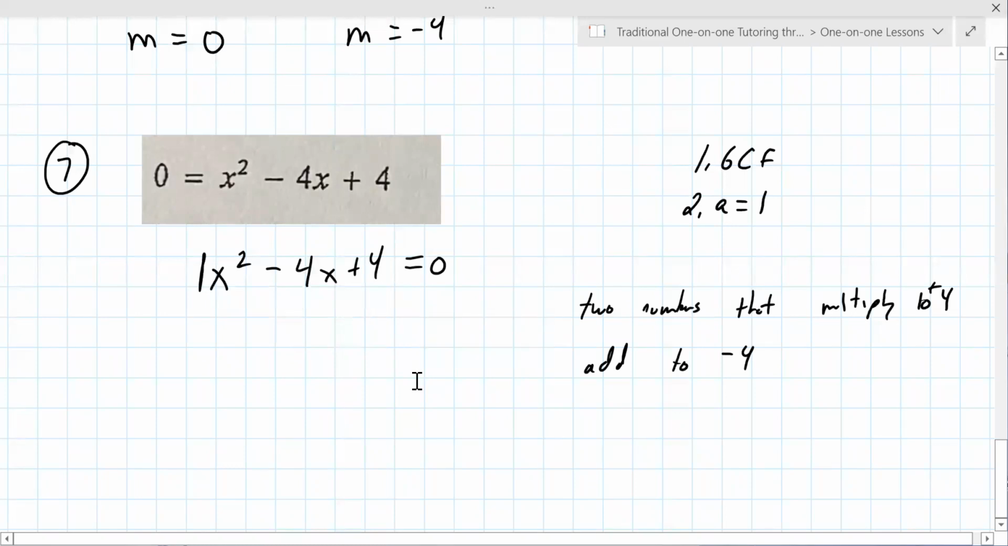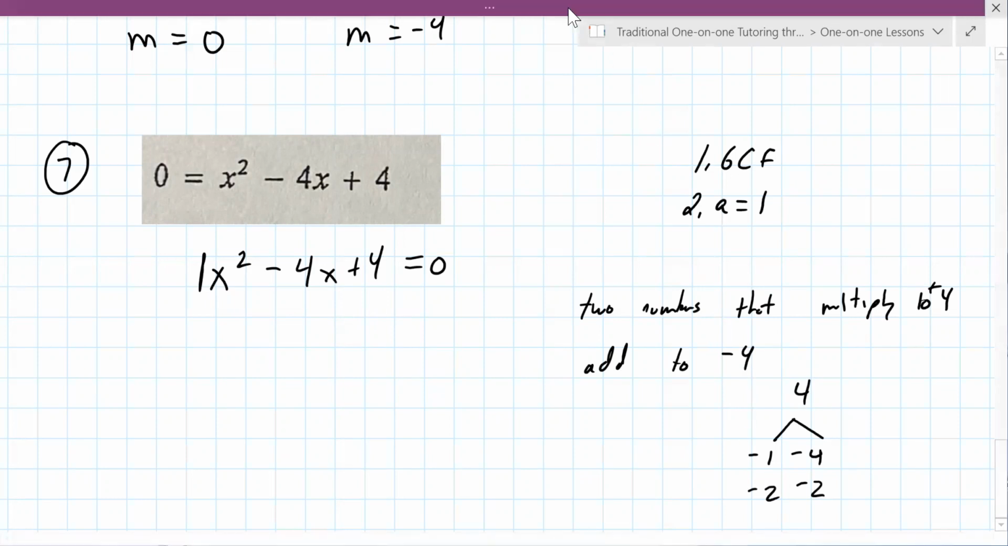And what I suggest is writing 4 and writing out all the possibilities, like 1 and 4, 2 and 2. But notice none of these add. 1 + 4 doesn't add to a negative number, and neither does 2 + 2. That's because they have to both be negative to add up to a negative number. Right. And you choose the one that works.